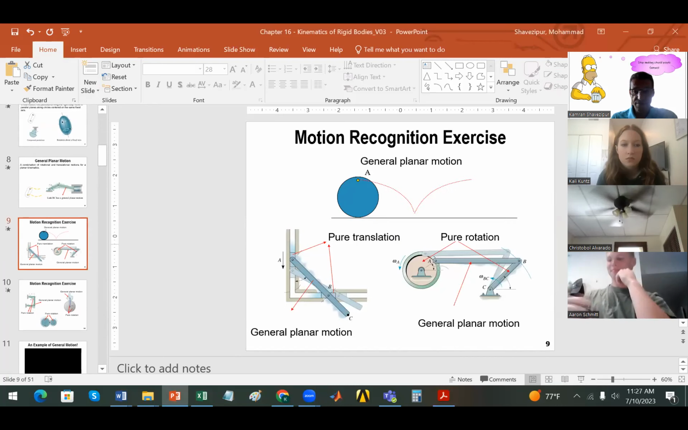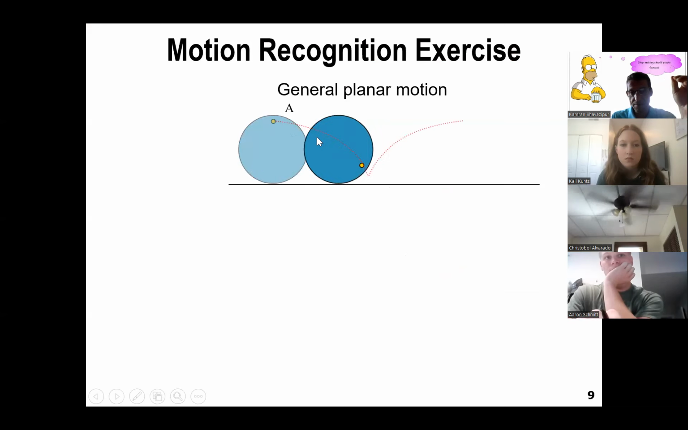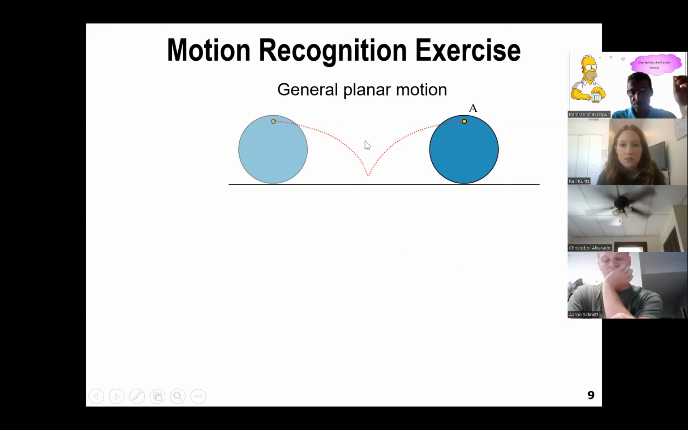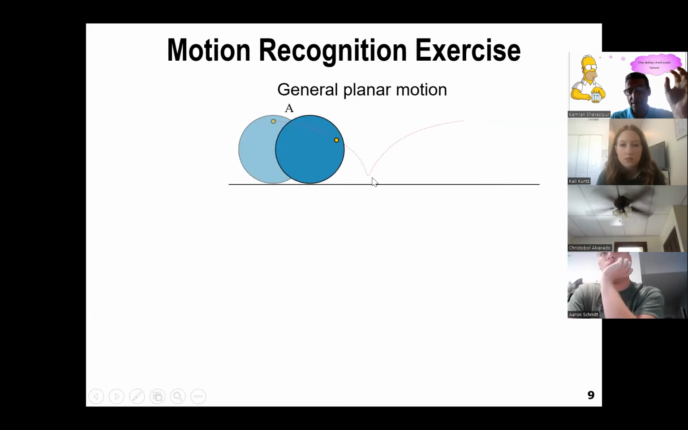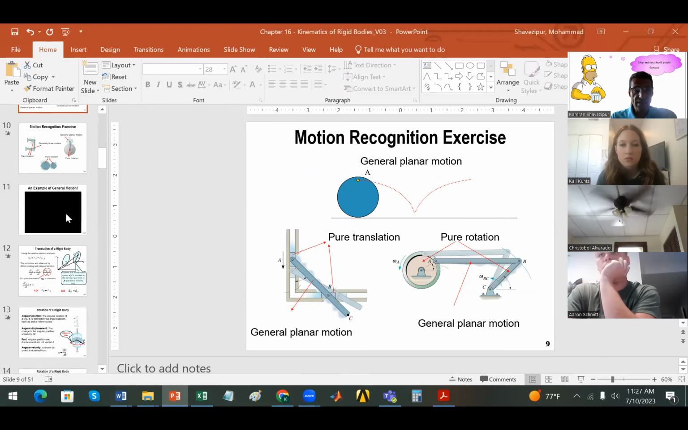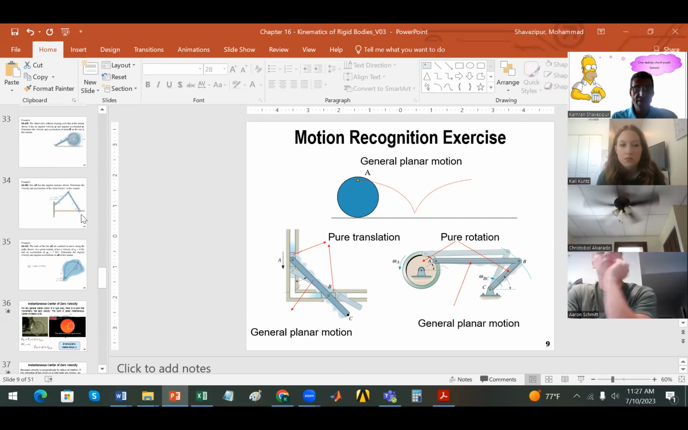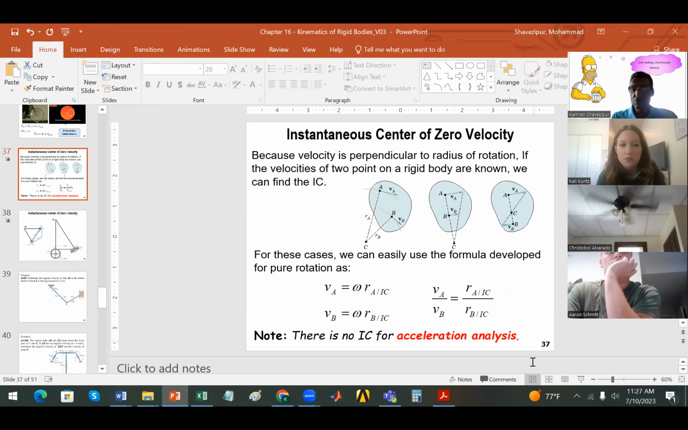The example we have here, look at this point A. Point A could be on the edge. I put it here, but see what happens. You see, when it comes to the lowest point, it stops but goes back, right? It has acceleration. So the bottom line is IC is going to have acceleration, and you cannot find a point with 0 acceleration.